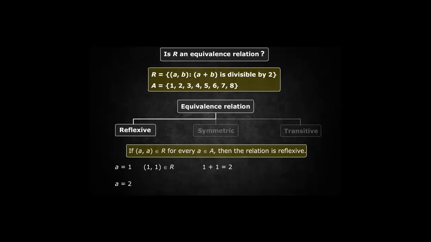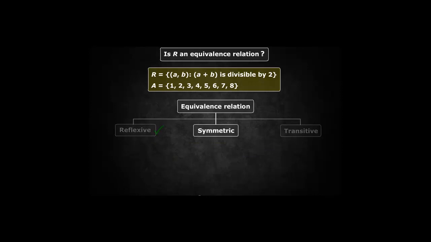Similarly, if a is 2, then what would be (a, a)? That would be (2, 2). And (2, 2) belongs to R. For the same reason, 2 plus 2 equals 4 and this is divisible by 2. So in this way, it can be seen that if we take any element a of set A, then a plus a will always be divisible by 2. And hence we can say that this relation is reflexive.